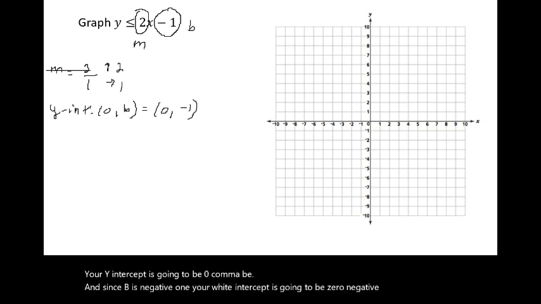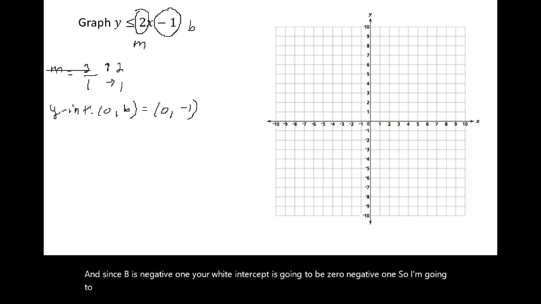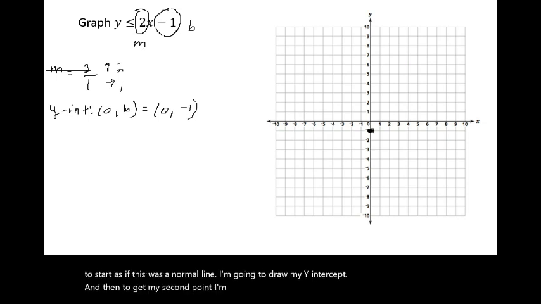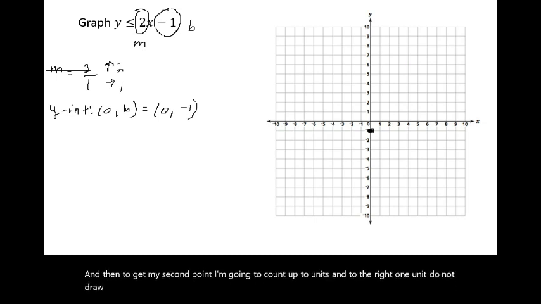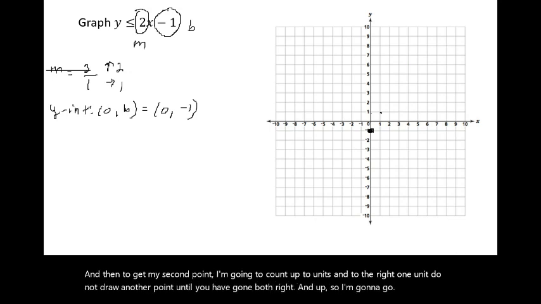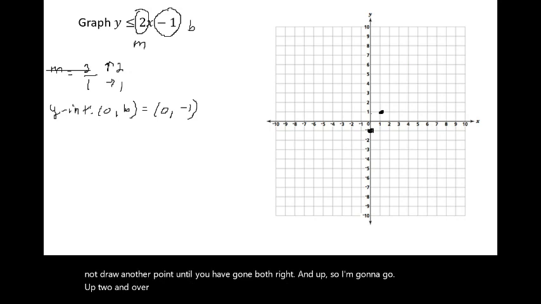So I'm going to start as if this was a normal line. I'm going to draw my y-intercept. And then to get my second point, I'm going to count up 2 units and to the right 1 unit. Do not draw another point until you have gone both right and up. So I'm going to go up 2 and over 1, and I'm just going to do another point up 2 and over 1.